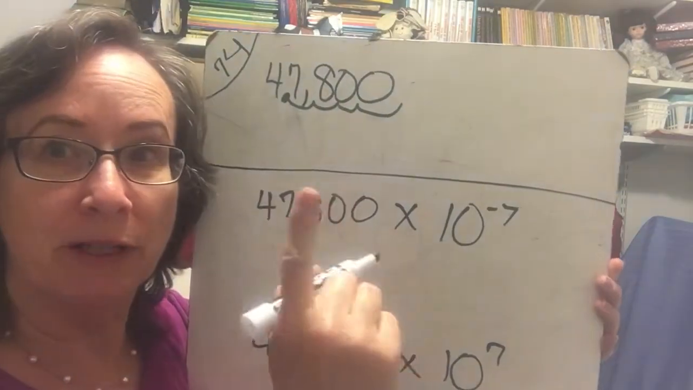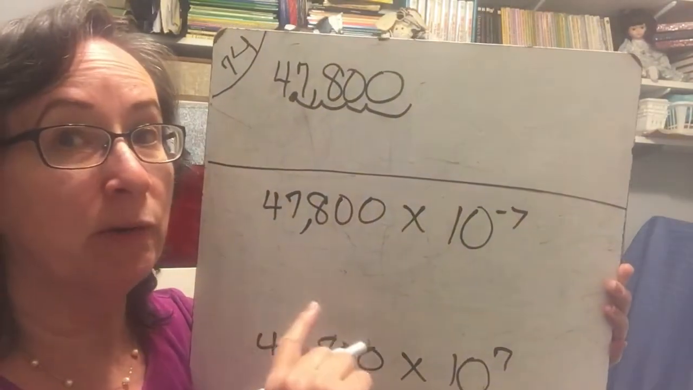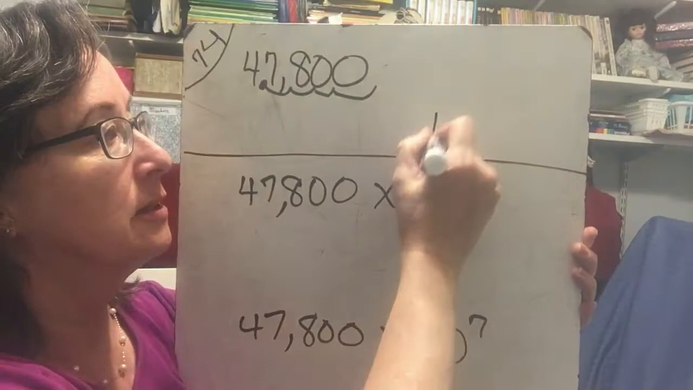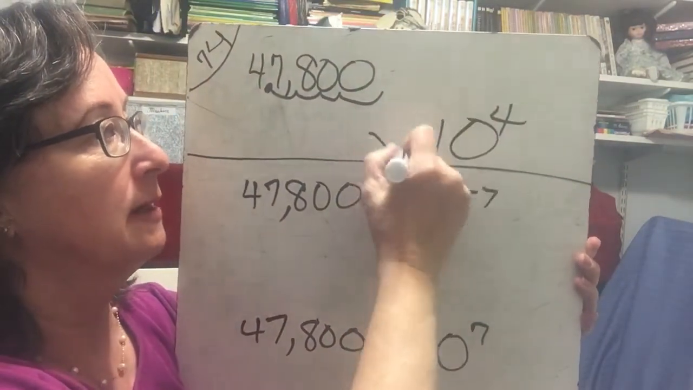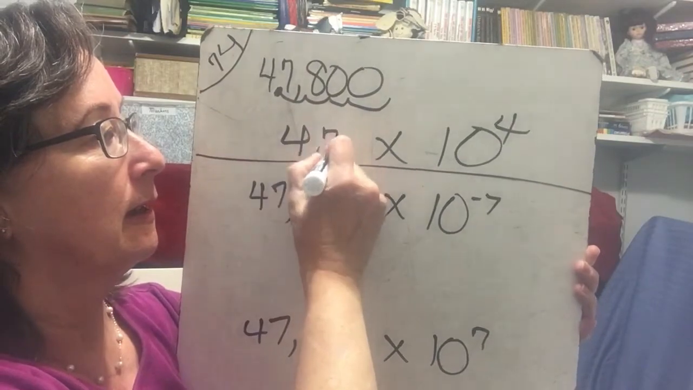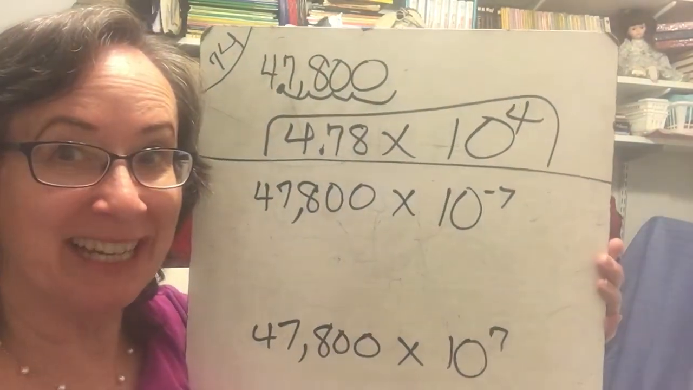Now we moved it 4 places to the left. Therefore, my exponent on my 10 must move it 4 places back to the right. So 10 to the 4th times 4.78. And that is in scientific notation.